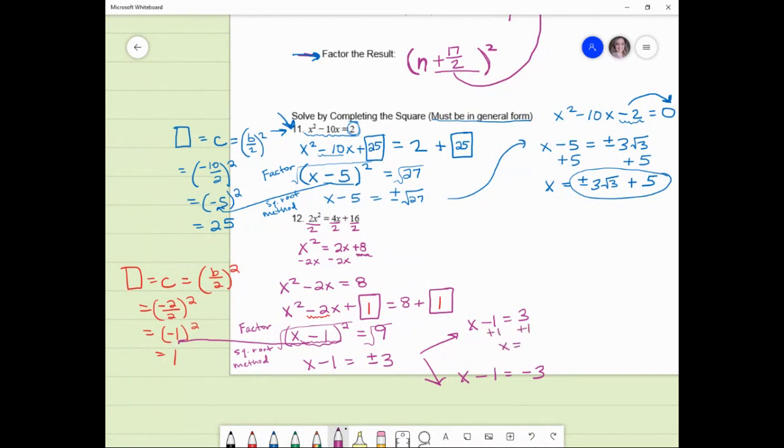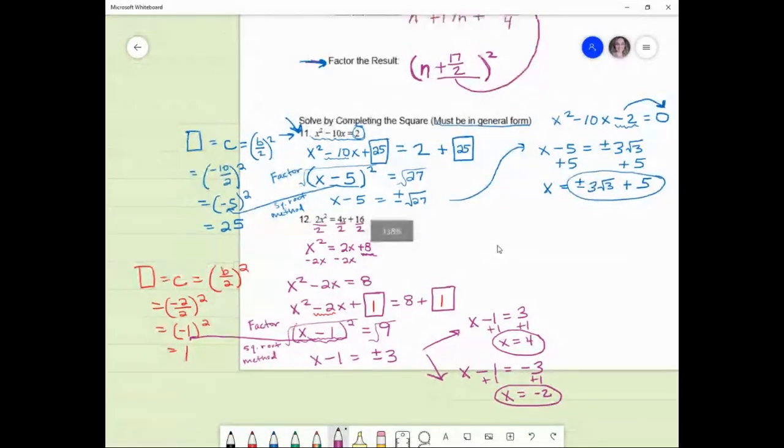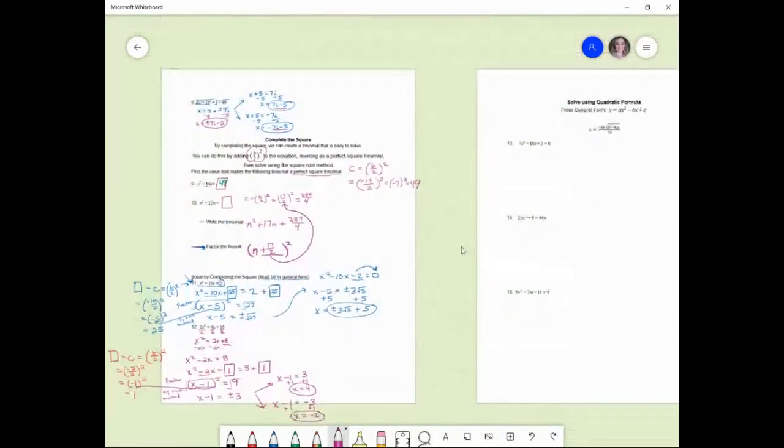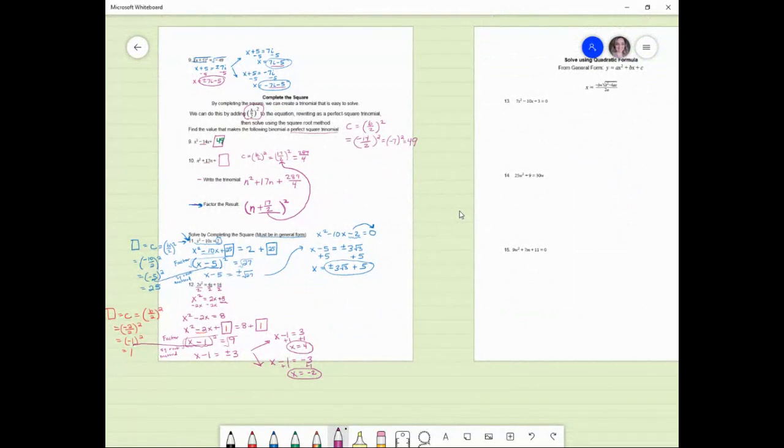So let's add 1. We get x equals 4. Add 1 here. X equals -2. So here's my two solutions. So completing the square, you can use this method for any quadratic. You can use it to solve any quadratic, even the ones that you can't factor. You can also use the quadratic formula, which is what we're going to talk about next.